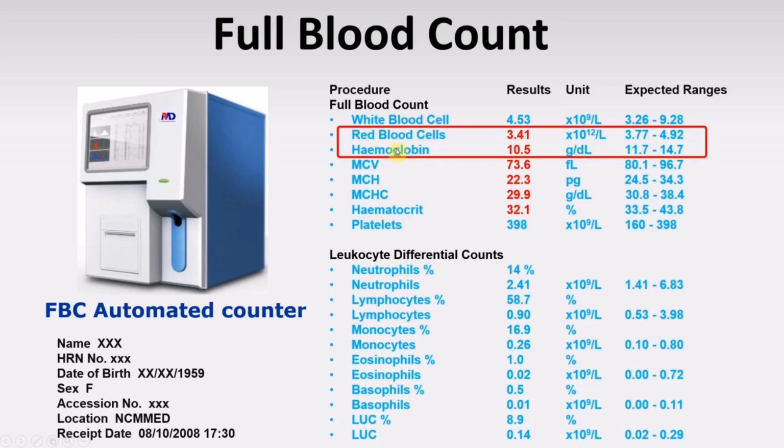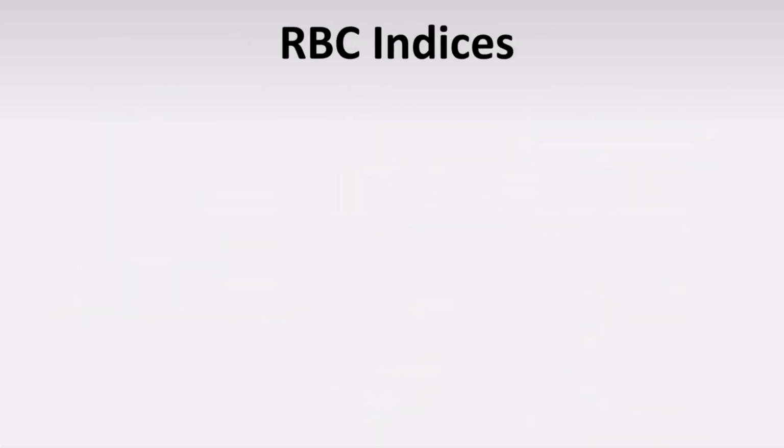Other than red blood cells and hemoglobin concentration, we will also be looking at MCV, MCH, MCHC as well as hematocrit. These are all red blood cell indexes, and we'll go through them one by one. Alright? So, why are we looking at red blood cell indexes? Red blood cell indexes are in fact the number one numbers that shed hints on the type of anemia or the cause of the anemia that we are seeing.